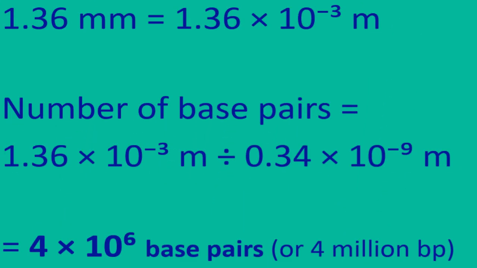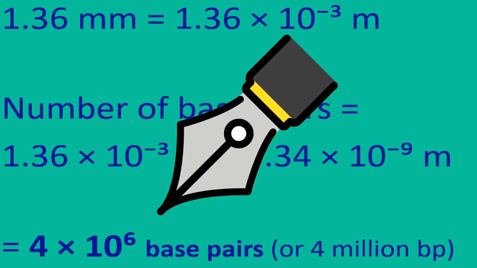Number of base pairs are 1.36 multiplied by 10 power minus 3 meter divided by 0.34 multiplied by 10 power minus 9 meter. We get 4 multiplied by 10 power 6 base pairs, or 4 million base pairs.